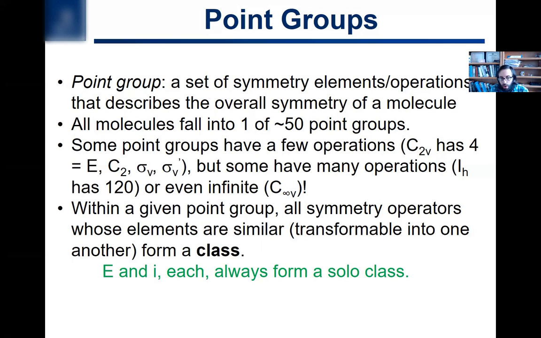E and i always form a solo class. That means for the identity, there's no other operation like it. The identity is just itself; you can't have multiple identity operations, so it's in its own class. And the inversion operation is in a similar category. In some sense, inversion and identity are kind of opposites of one another. Identity is taking x, y, z and going back to itself, x, y, z. And inversion, remember, was taking x, y, z and going to negative x, negative y, negative z. So they're similar, and both are similarly unique in that way.